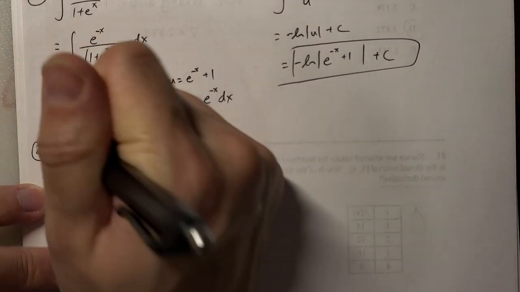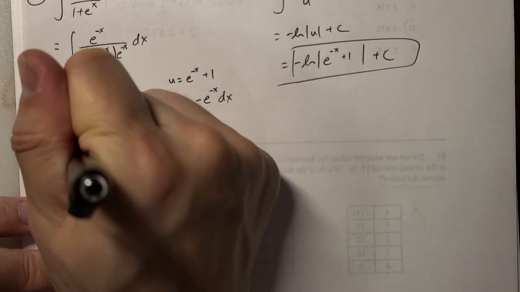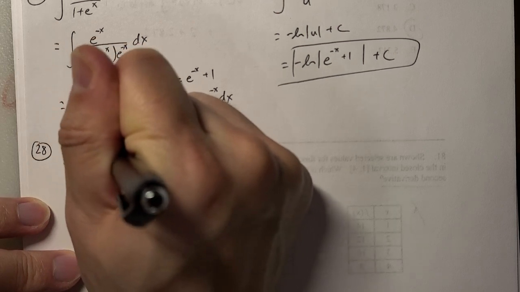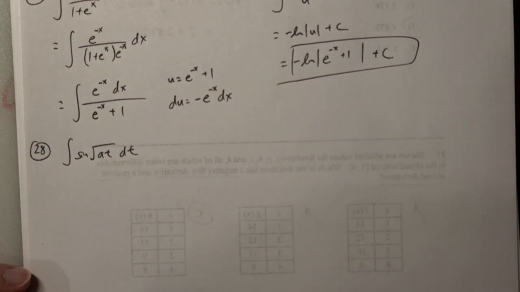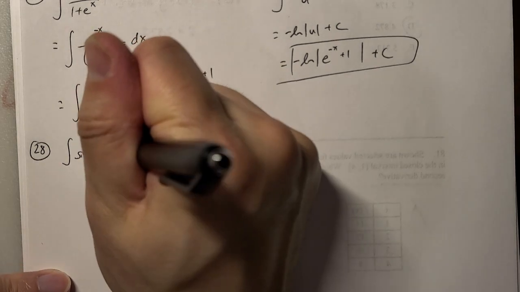28. Integral of sine of square root of at dt. How would we solve this? I'm assuming a is a constant.